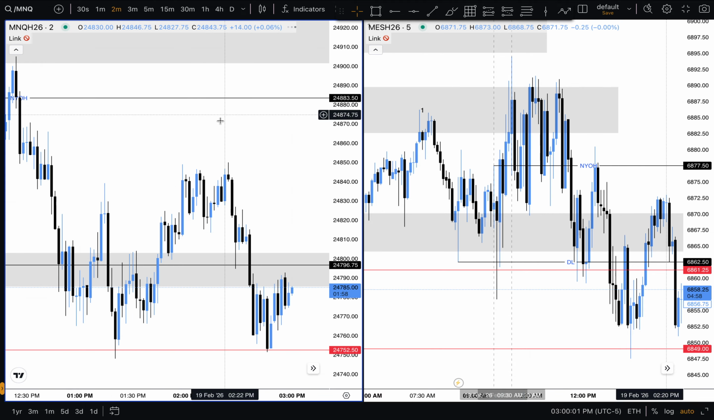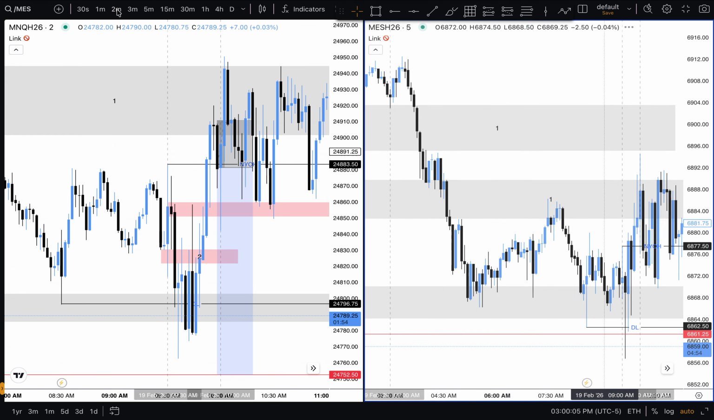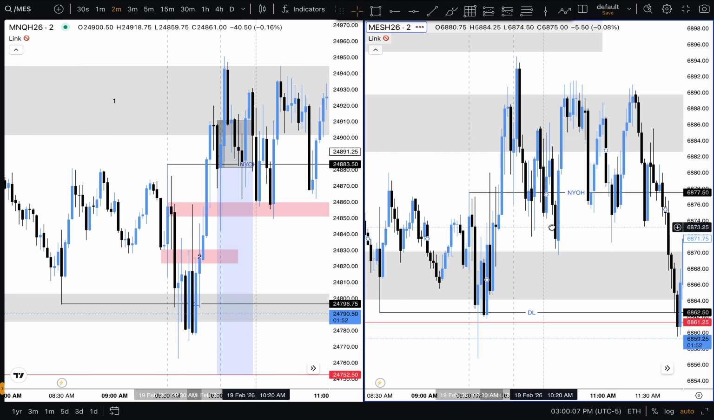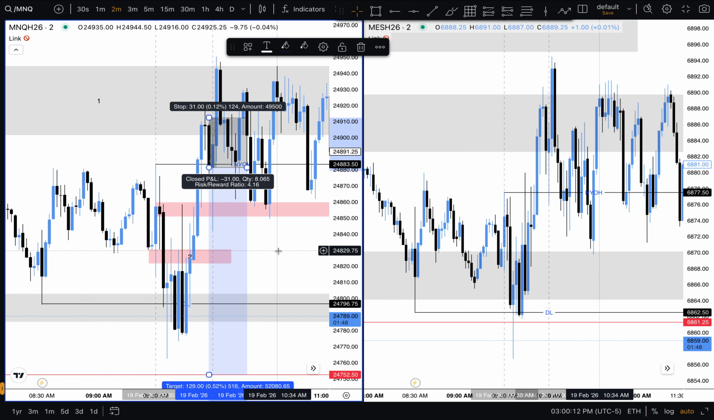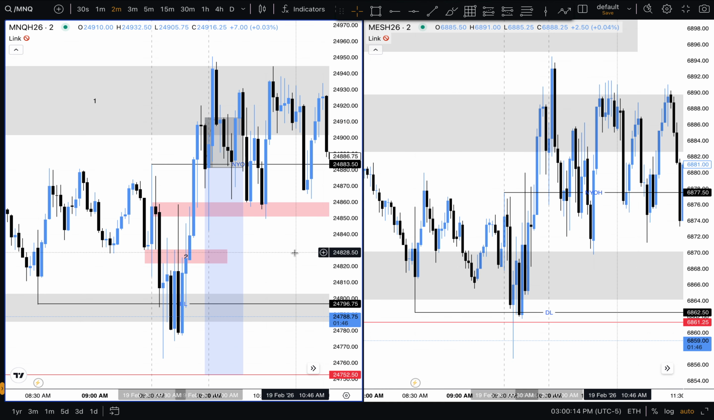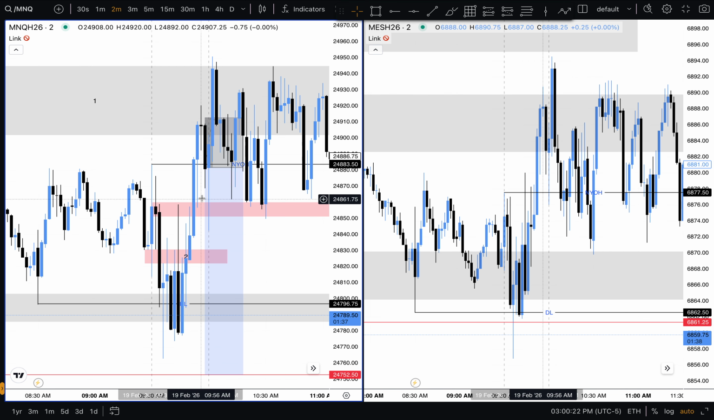And what ended up happening was on the 2 minute, we had an inversion fair value gap that I took. Now it didn't end up playing out. I did get stopped out. It was a high RR trade, and I usually don't take such high RR trades, but this trade did look probable, and I became more confident in my trades. And so I took this trade.